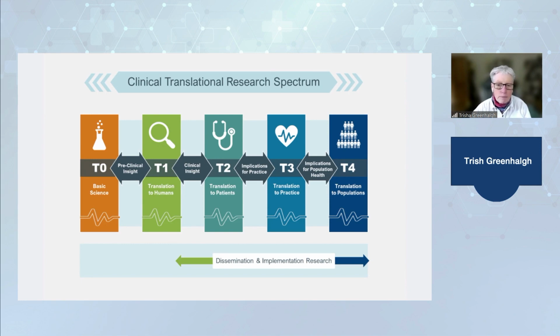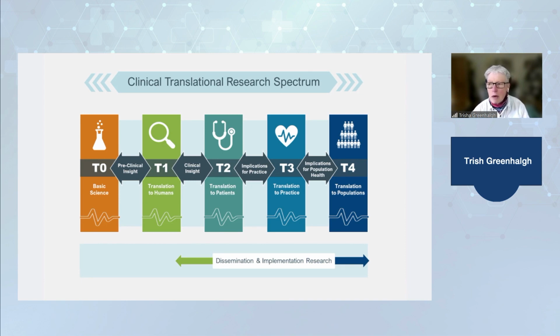The first thing that happens is they get tested on animals. And then if that goes okay, nothing terrible happens, they get translated to patients, usually in randomized controlled trials. But again, as you probably all know, the translation from the result of a randomized controlled trial to what's going on in the clinic is not guaranteed. And it's that link between T2 and T3, translation into practice, and also the T4 translation to populations.